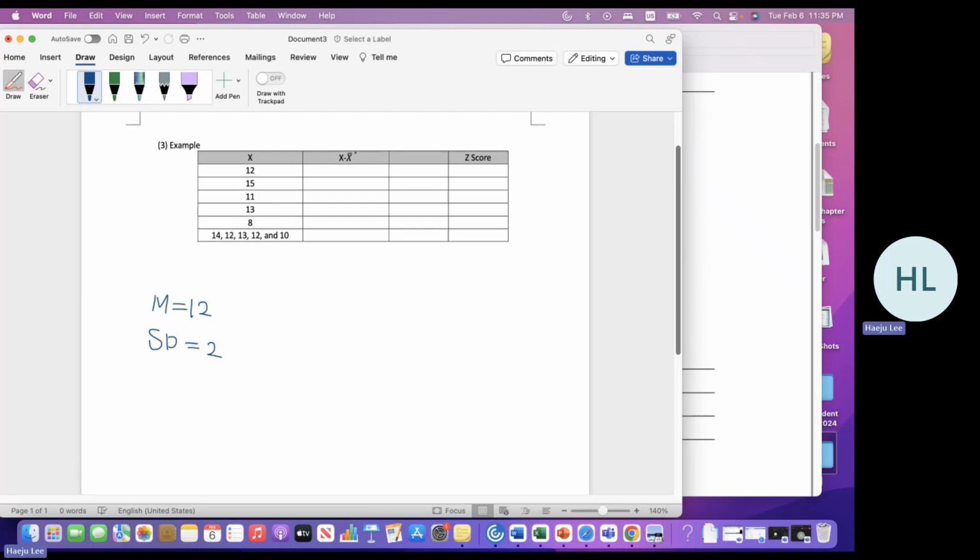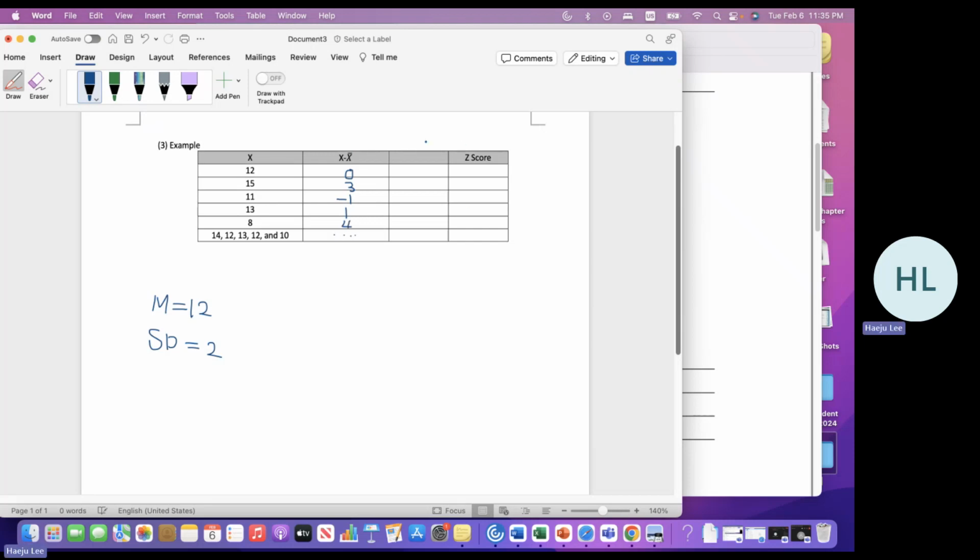As a first step, we need to get each number minus the mean. So in this case, 12 minus 12 is 0, and 15 minus 12 is 3, and minus 1, and 1, and 4, and so on.